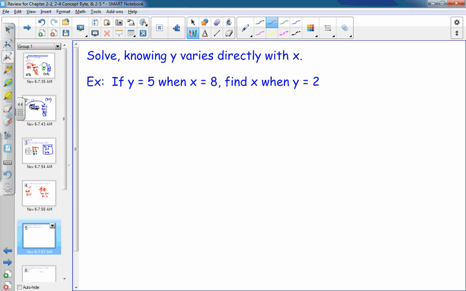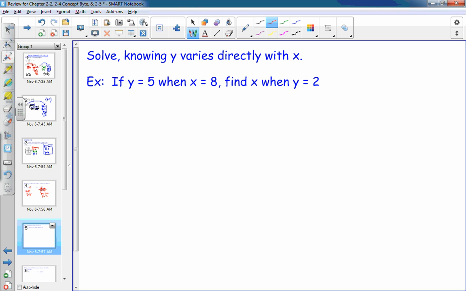Okay, the next thing, still direct variation. There were a lot of different scenarios in direct variation, weren't there? It says solve knowing y varies directly with x. I don't understand. What does that mean? Y over x is equal to y over x. I need to set up my proportion, correct? I don't have points, though. How do I have points?